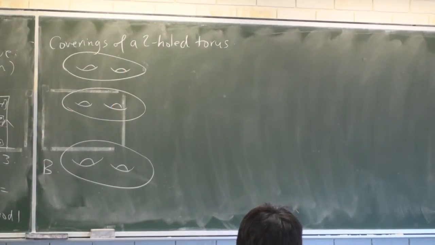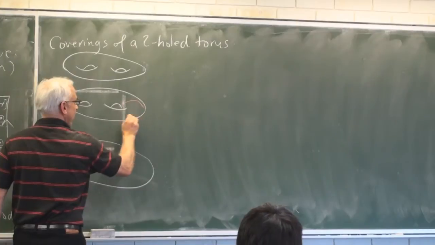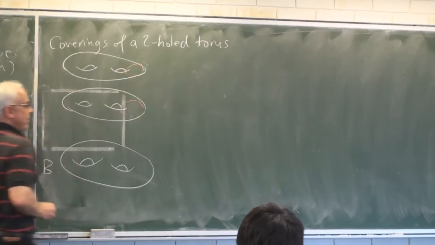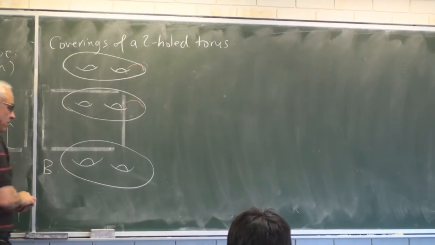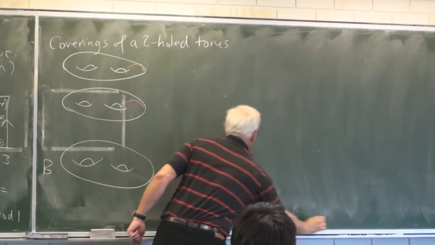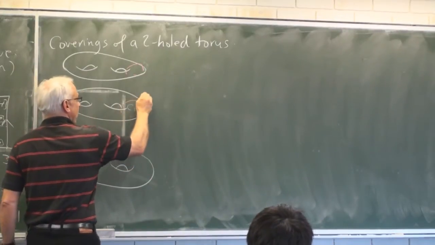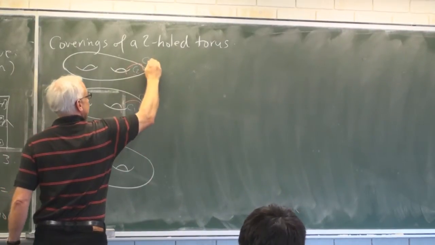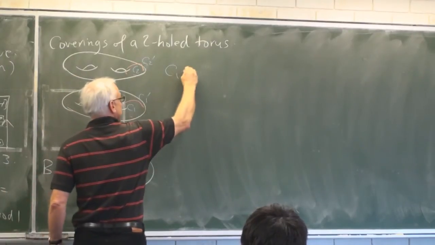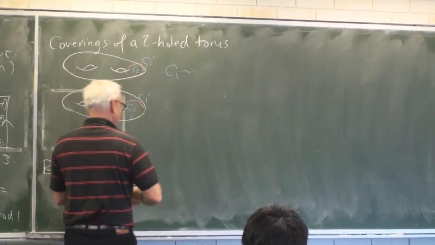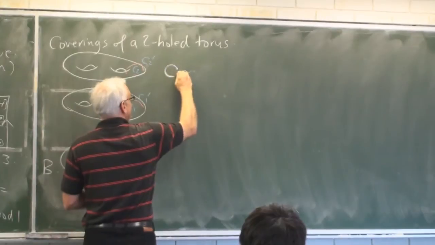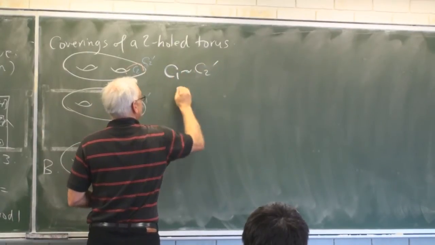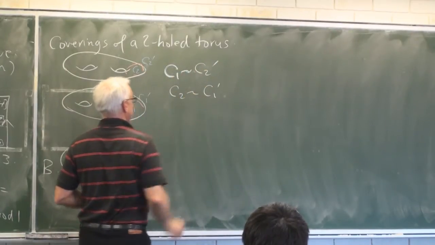And then we could make some cuts in corresponding places. For example, we could cut along here and along here. And just in the same way as we did before, we could call these sides C1 and C1 prime and C2 and C2 prime, and we could agree that C1 is glued to C2 prime and C2 is glued to C1 prime.